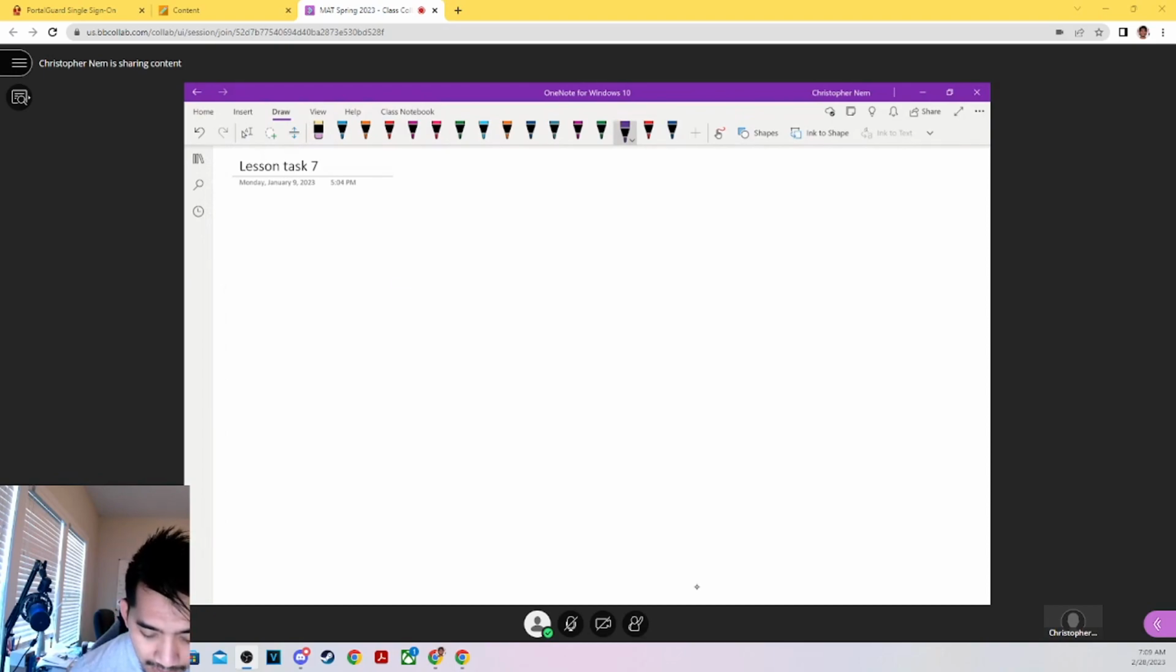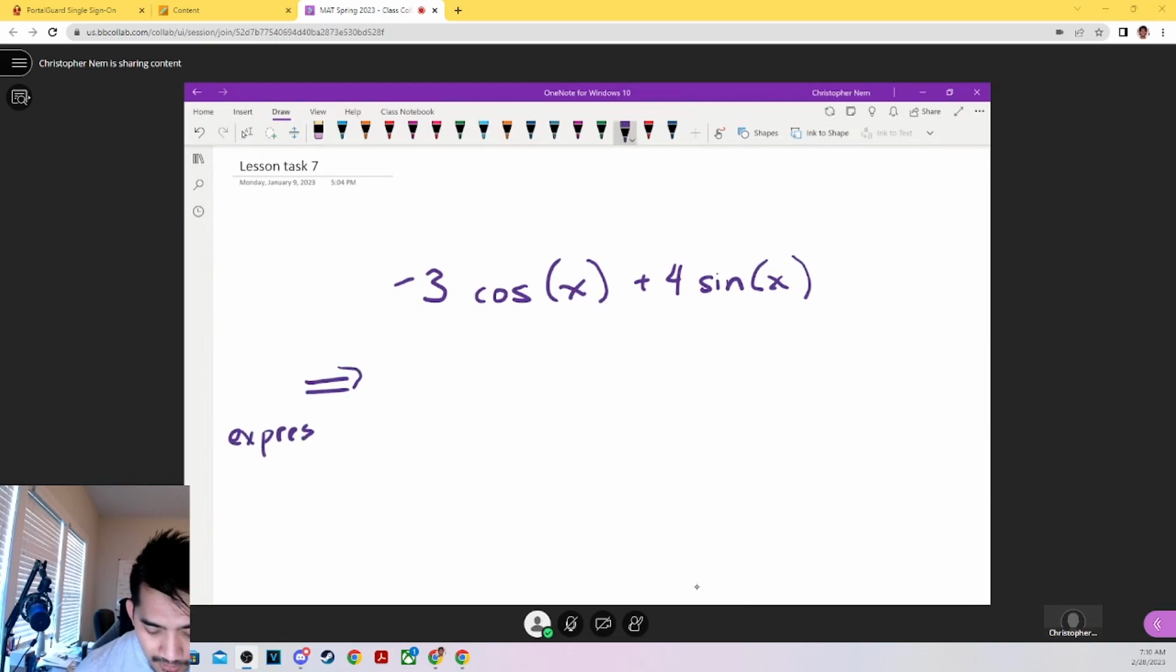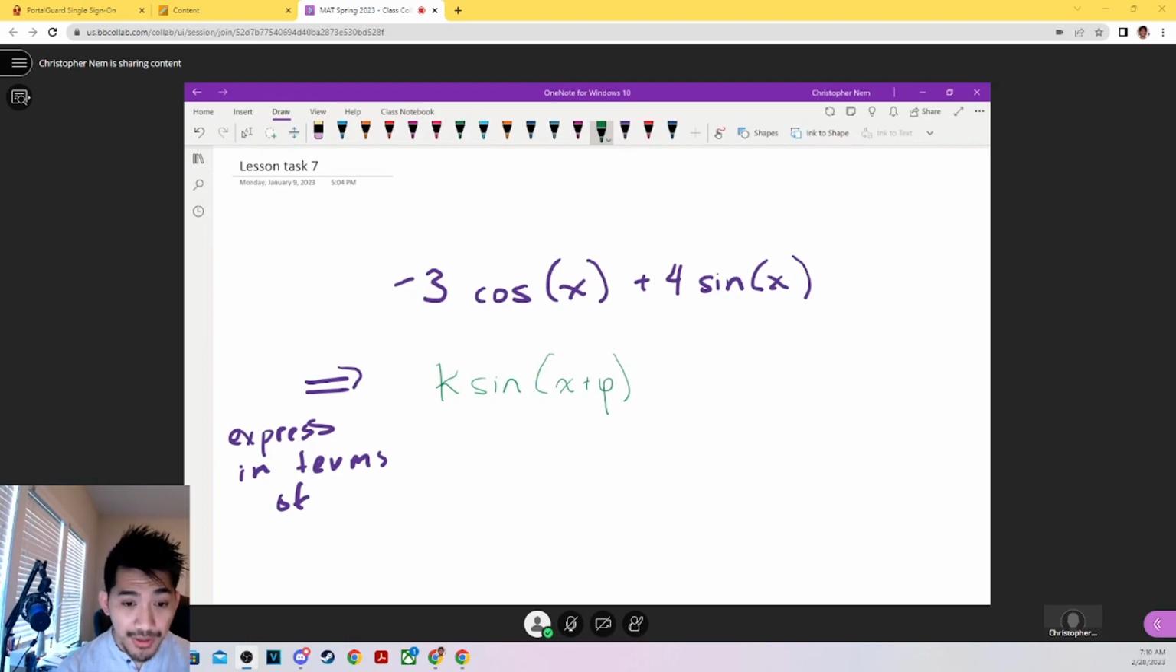Let's say I have a problem like -3 cosine of x, and then +4 sine of x. And I want you to express this in terms of some k sine of x plus phi. Let's say I want you to turn this expression in terms of k sine of x plus phi, for phi some angle measurement.